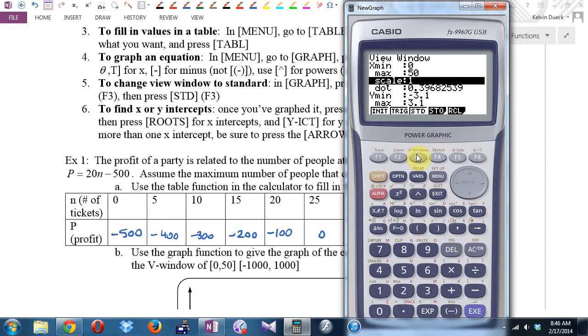5? Sure. Now, if you do that, does yours have the dot thing or not? Yours does? So what it's telling you right now is what each pixel is worth. Don't change that one. Scroll down. What's the minimum y value I want to appear here? Negative 1,000. What's the maximum y value I want to appear here? Positive 1,000.